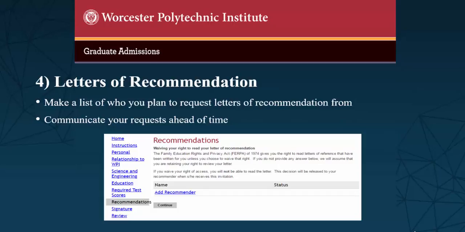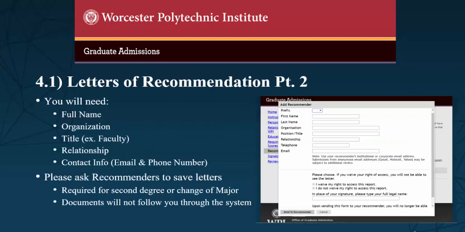It is a good idea to get in touch with the people that you request letters from ahead of time, so that they will expect to receive the request and don't think that it is junk mail. Please also ask them to submit the letter through the system. They should not mail a hard copy. You will need to collect their name, organization, title, relationship, email, and phone number. The people that are writing the letter should also save a copy of your letter, in case you decide to pursue a second degree or change your major. The letters of recommendation are the one set of documents that will not follow you through the system.